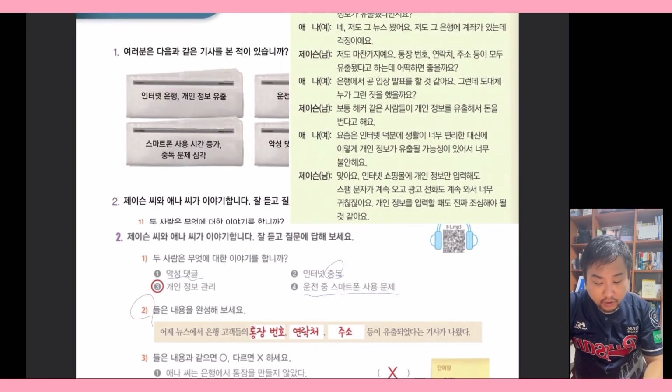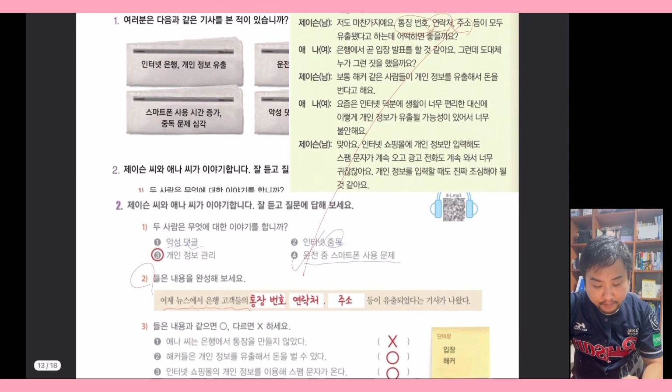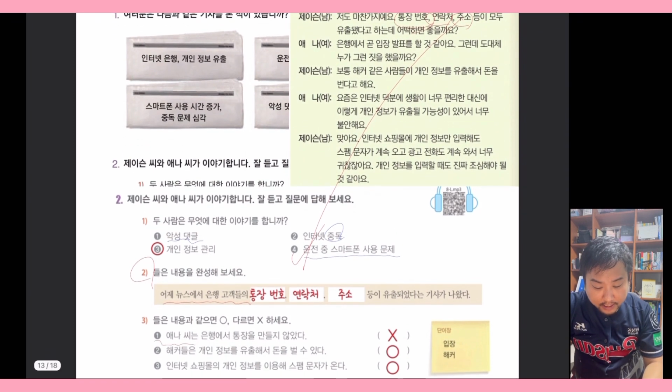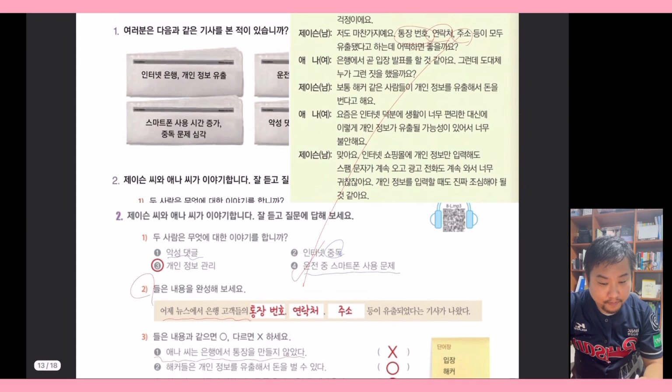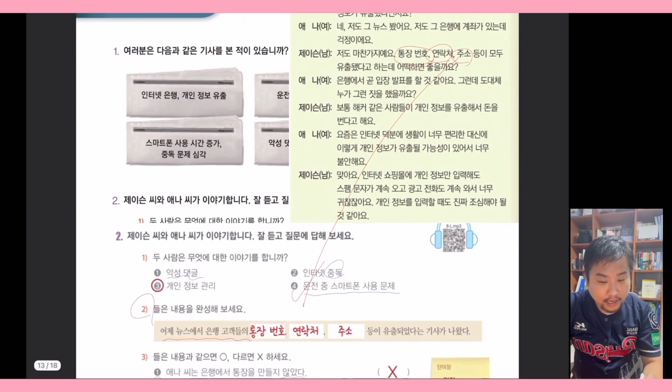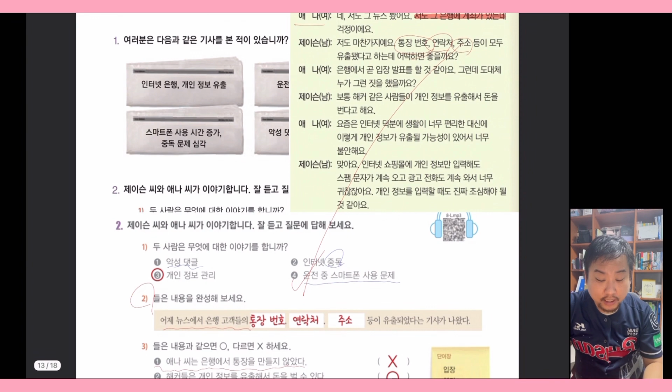So number two, 어제 뉴스에서 은행 고객 customers 통장 번호, bank book number, 연락처 contact 주소. Here's the answer. So number one, 애나 씨는 은행에서 통장을 만들지 않았다. Nope. 애나, 저도 은행에 계좌가 있는데요. I have bank account. It means she has the bank book. 통장을 만들지 않았다. Nope, she already had the bank account.